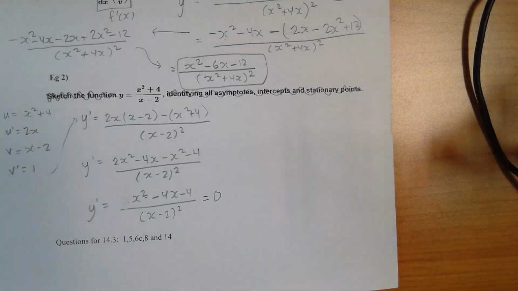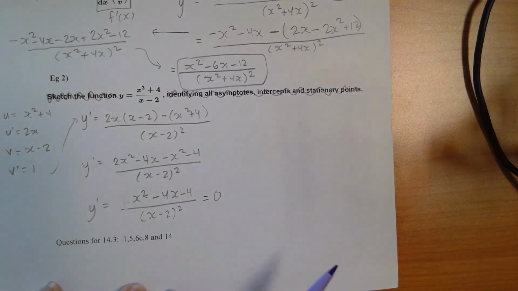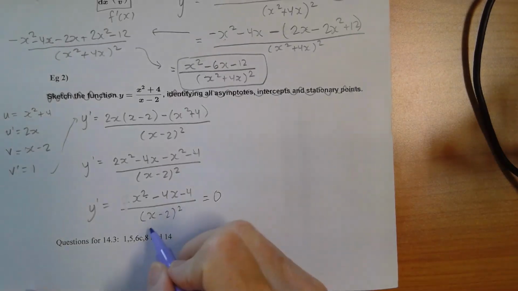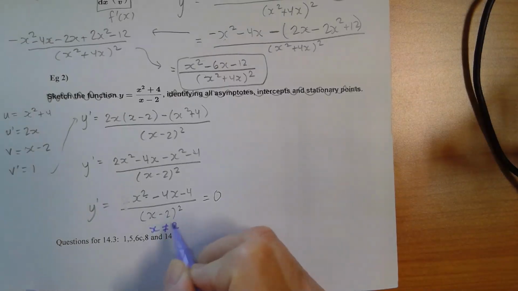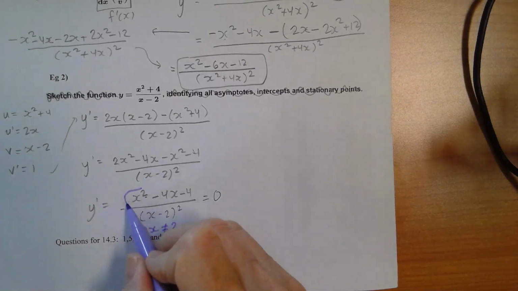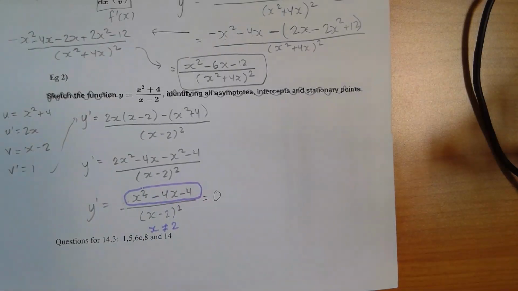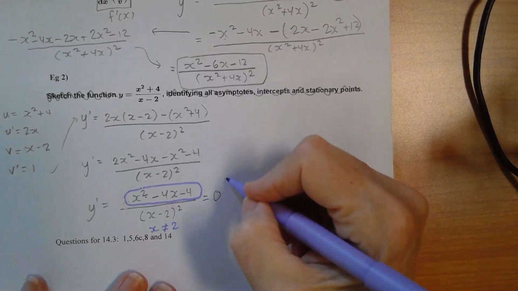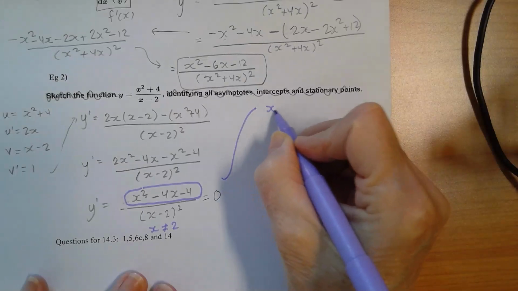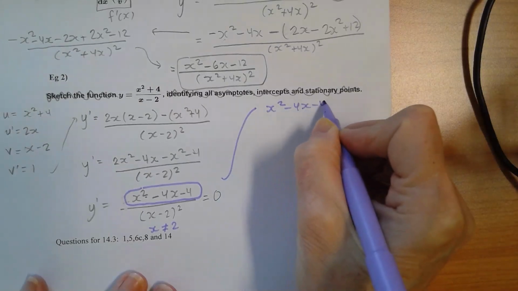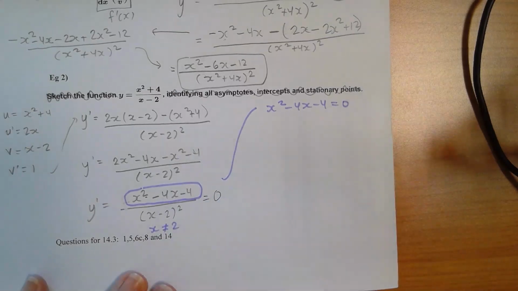Now this is what we talked about in class. We said that if a fraction is equal to 0, the bottom cannot be 0. I'm not allowed to have the bottom 0. So in this one, x cannot be 2. I know that because it would make the bottom 0. But if the top is 0, the numerator is 0, then the whole fraction is 0. So when I'm doing these problems right now, I can say, okay, I know that if x squared minus 4x minus 4 equals 0, then this whole fraction is 0.